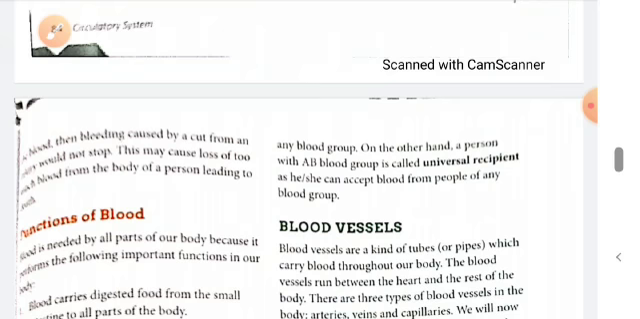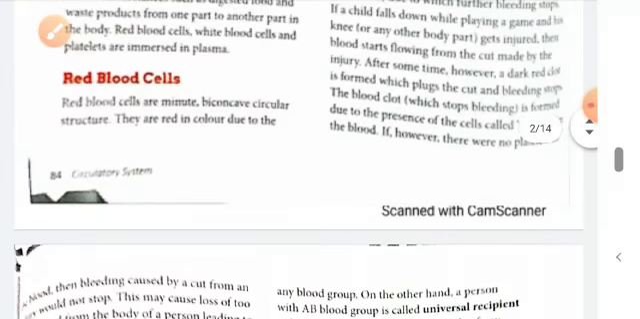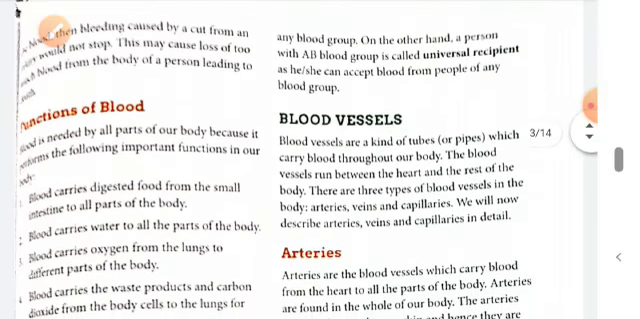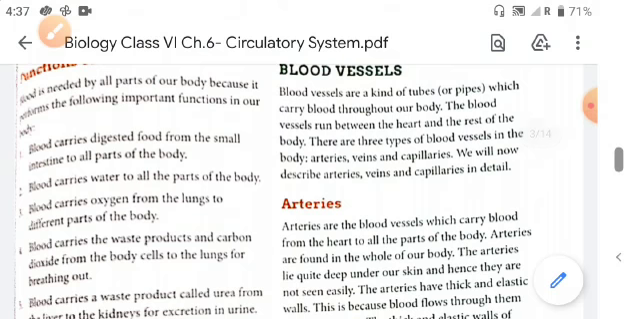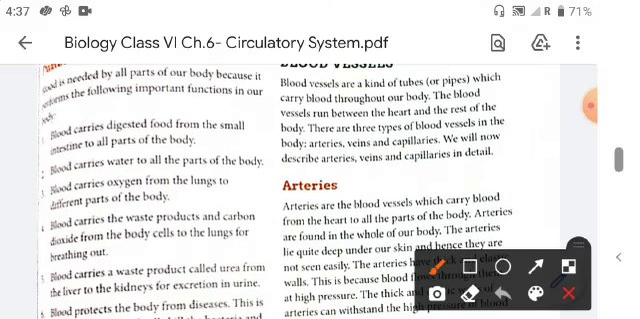Okay, now next is the function of blood. What is the function of blood? So the function of blood is to transport things. The blood is needed by all parts of our body because it performs the following important functions. Which important functions are those?